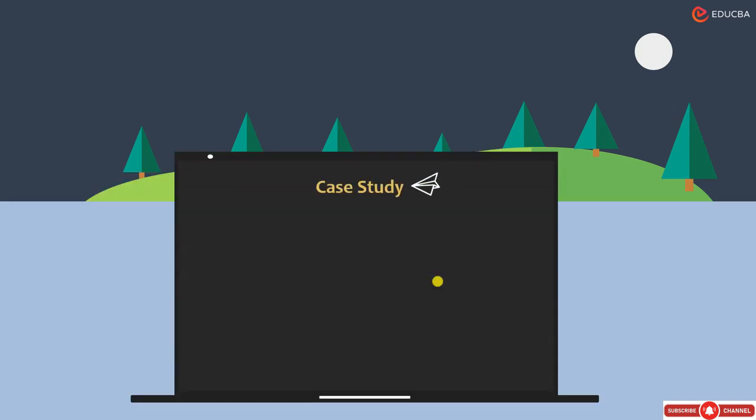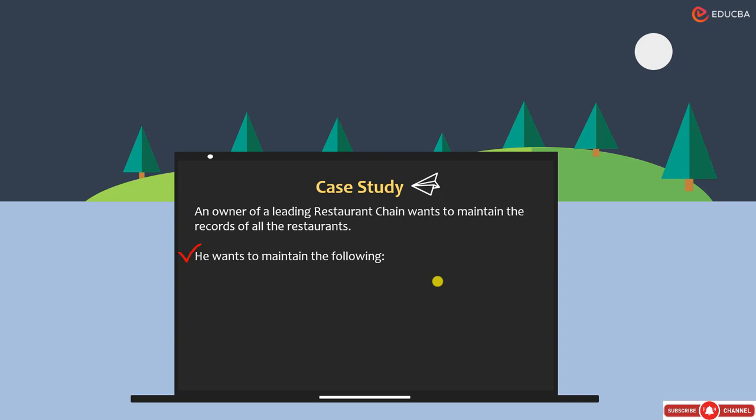Now coming over to the case study. The case study says an owner of a leading restaurant chain wants to maintain the record of all the restaurants. Let's say the owner's name is Charles. Charles has multiple restaurants across the world. Let's take an example where he has a restaurant in Japan, one in India, some in the US, and some in the UK. So he has multiple restaurants across the world, and he needs to maintain all the records of these restaurants.